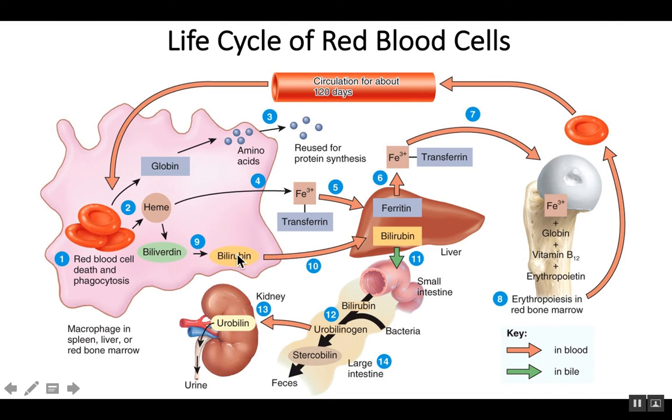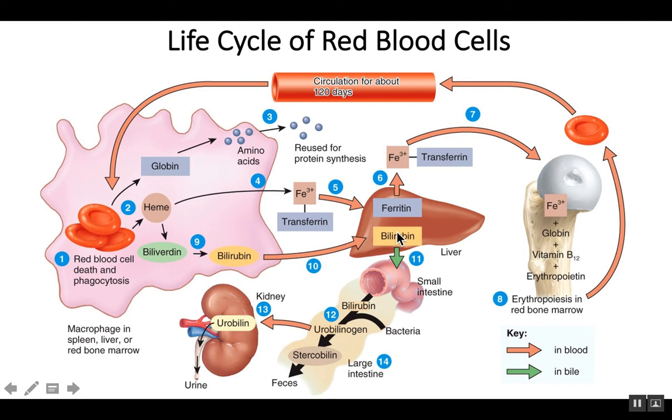Bilirubin is transported to the liver, and the liver will help remove bilirubin from the body by putting it in bile. You've probably heard of bile before. And we're going to be talking more about bile in later chapters. But bile has two purposes. One, it helps in your digestion of fat. Two is it has an excretory component. It has something in it that we need to get rid of, and that is the bilirubin.